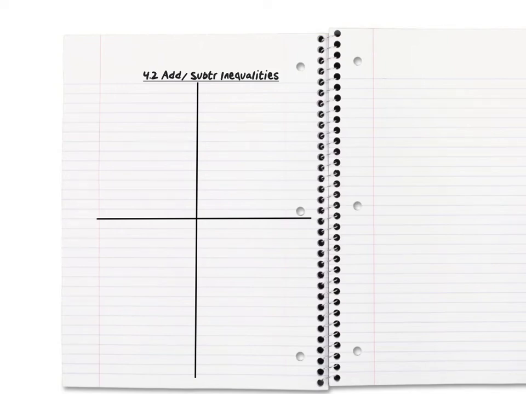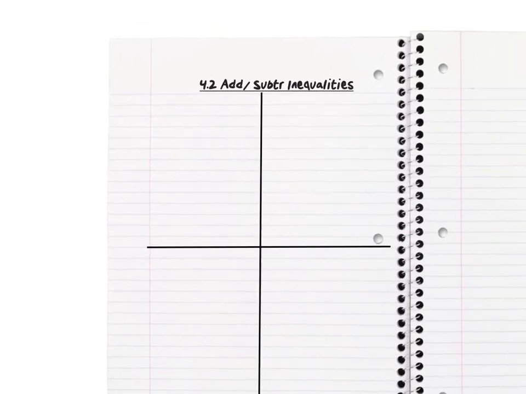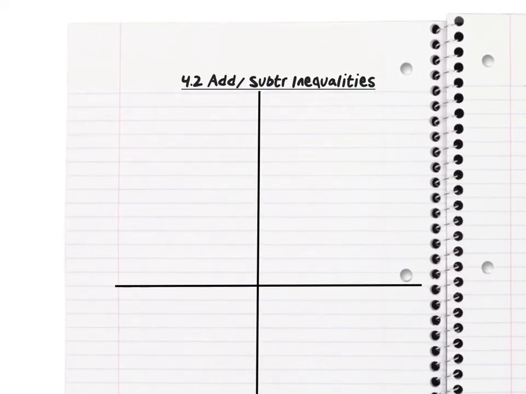Hello, this is lesson 4.2, adding and subtracting inequalities. On the left page of your spiral notebook, I want you to write 4.2 and the title of this lesson at the top. Split your paper into 4 sections, and when you've done that, you can continue with the video. So please pause the video now.